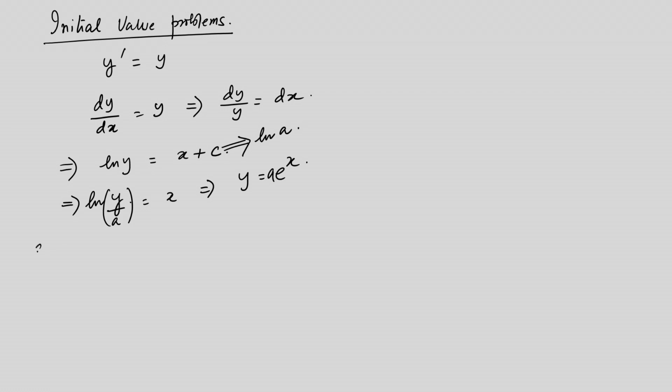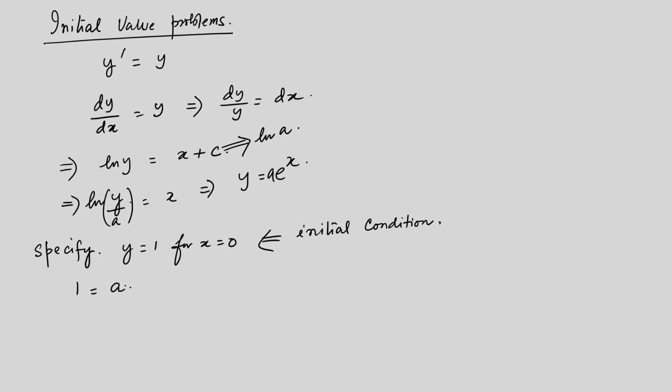So, let us specify y equal to 1 for x equal to 0. Okay. So this is the initial condition. With this initial condition, we can put x equal to 0, so y equal to 1. So this is equal to a. So a becomes equal to 1, and this allows us to write y equal to e to the power x, which is actually a particular solution.